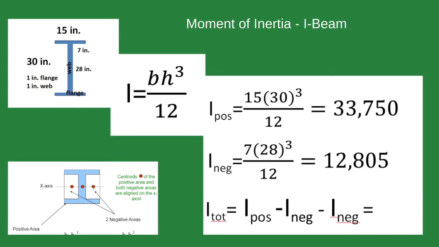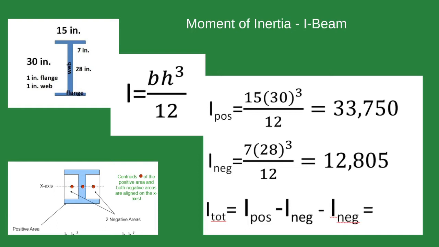And if we use 1 inch for the width of the web and 1 inch for each of the height of the flanges, then that means that this block in the middle, that piece that I took out here, that negative area, is 7 inches on the top and the bottom. The base is 7 inches and the height is 28 inches. So I can do that same calculation right there. 7 times 28 cubed divided by 12 gives me 12,805.